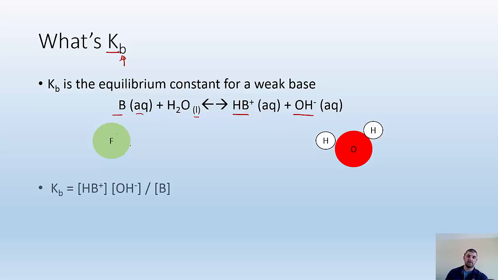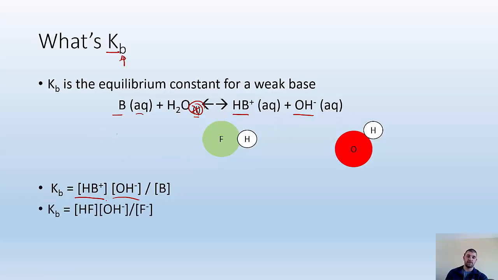Right, so it's like this that's going on. I got a fluoride ion. Okay, KB for this will be HB plus times OH minus over B. And notice that the water drops out because it's a pure liquid. So it drops out of the K expression. For this scenario, we got fluoride. It's stealing a hydrogen from the water. So for this reaction, the KB would be the concentration of HF, which is the product that we made, times the concentration of OH minus, which is another product that we made, all over the concentration of the fluoride ion.